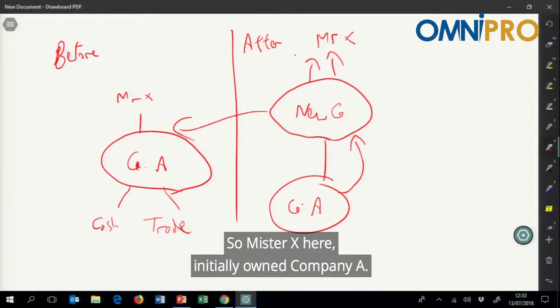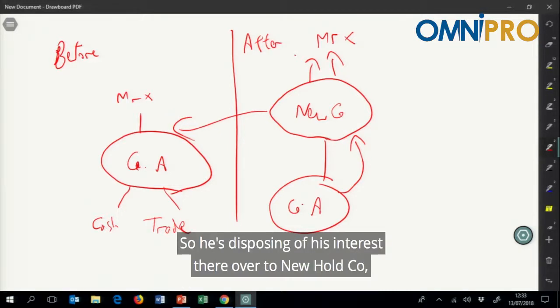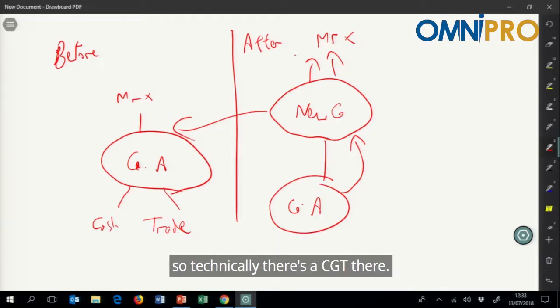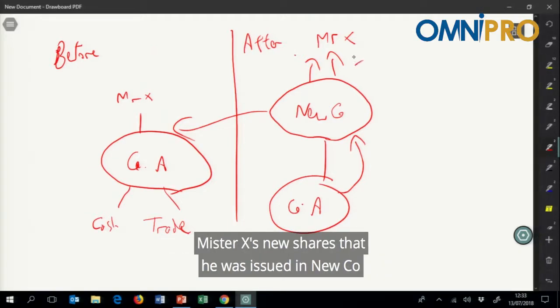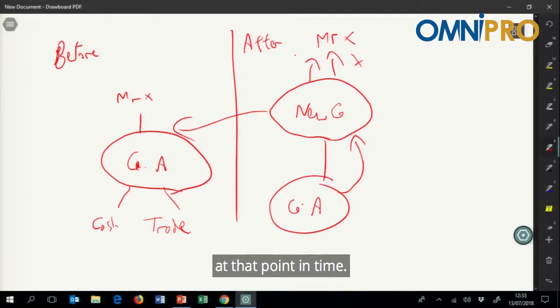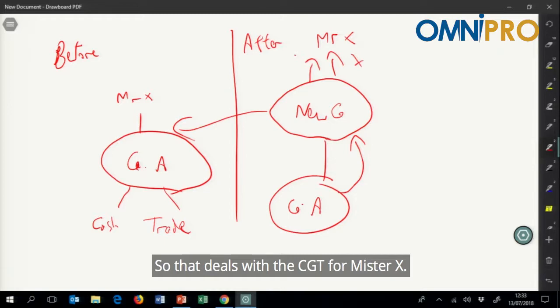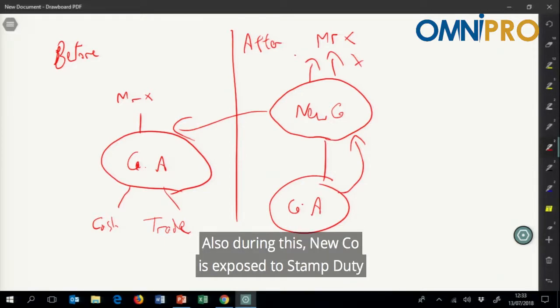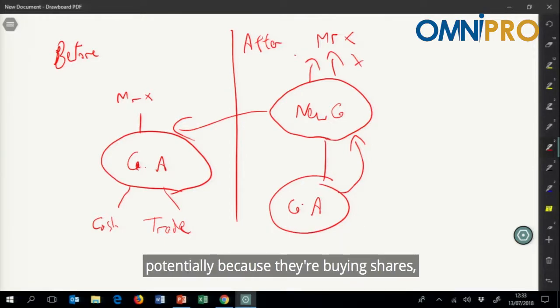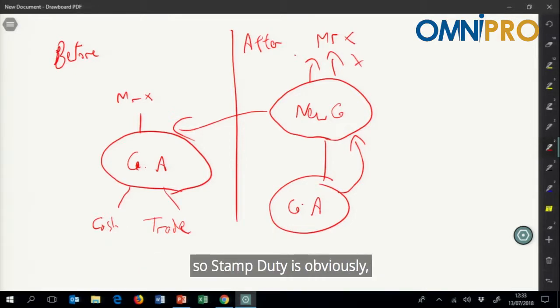Mr. X initially owned Company A, so he's disposing of his interest over to the new holdco. Technically there's a CGT charge there, but section 584, 586 relieves the CGT such that the base cost moves over to Mr. X's new shares issued in NewCo. That deals with the CGT for Mr. X. Also, NewCo is exposed to stamp duty potentially because they're buying shares, so there'll be a share transfer and stamp duty.